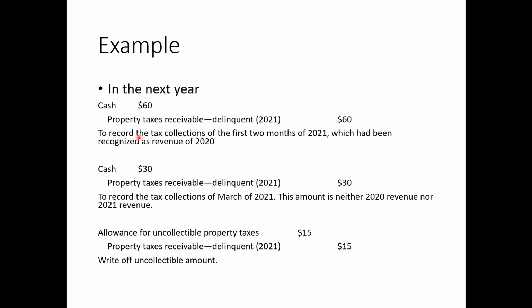Remember, we're going to collect $60 million in January and February. So when we receive money, we debit cash and credit property tax receivable delinquent. The revenue has been recognized already, so we don't have to worry about revenues. And in March, we're going to collect $30 million again, so we debit cash and credit property tax receivable delinquent. If you look at these journal entries, we do not recognize any revenues, either for 2020 or 2021. It's not a revenue anymore.